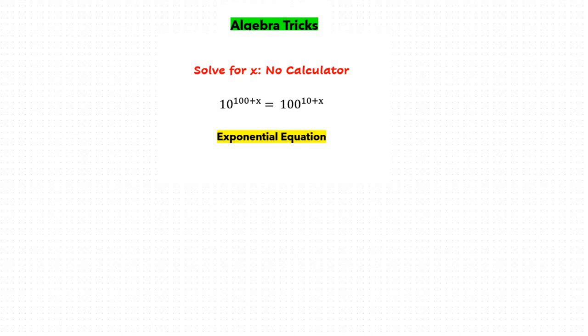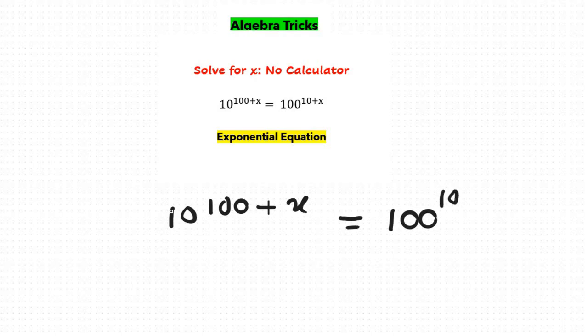We have a nice exponential equation: 10 to the power 100 plus x equals 100 to the power 10 plus x. Let us solve the equation. We have 10 to the power 100 plus x equals 100 to the power 10 plus x.